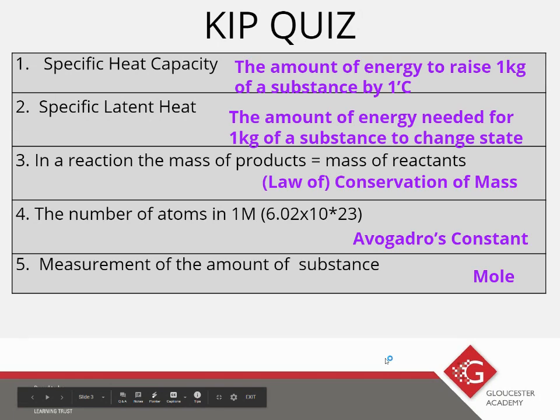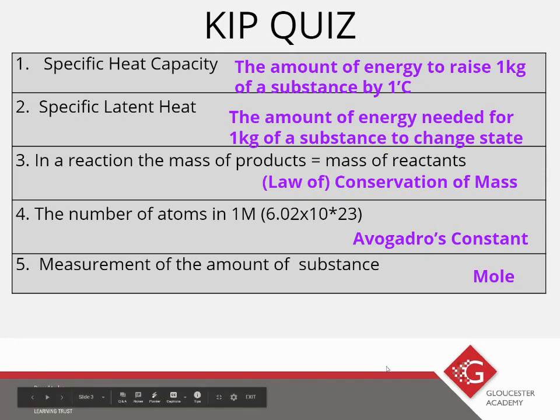Specific heat capacity is the amount of energy to raise 1 kilogram of a substance by 1 degree C. The amount of energy needed for 1 kilogram of a substance to change state is the specific latent heat. The law of conservation of mass is the law that tells us that the mass of products always equals the mass of reactants. We never lose any atoms or particles.